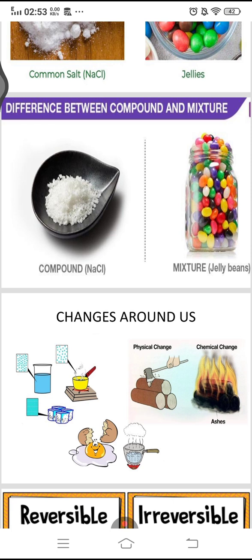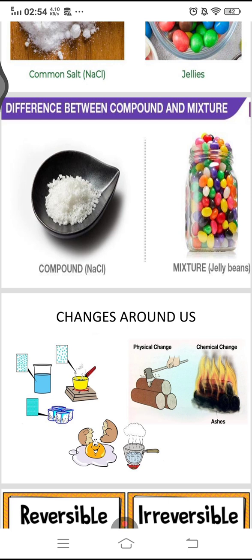Liquid egg is changed into a hard state, and it cannot be reversed back. Once we make the boiled egg, it cannot be changed into the original egg. Or sometimes the changes occur in such a manner that they can be reversed back.